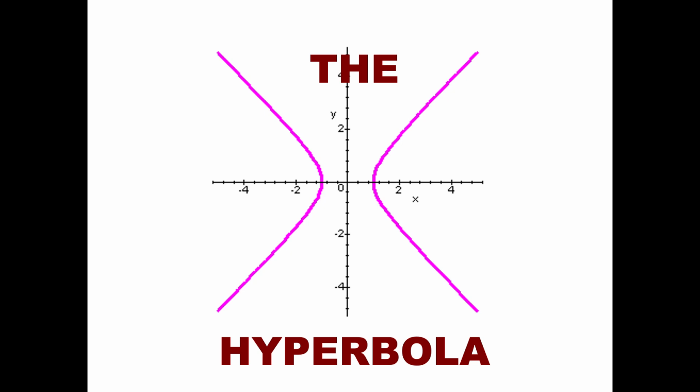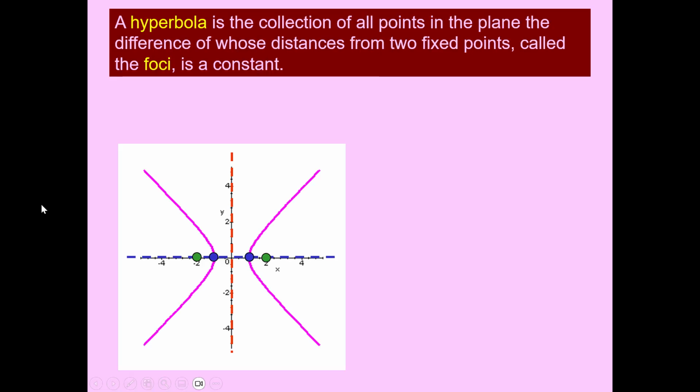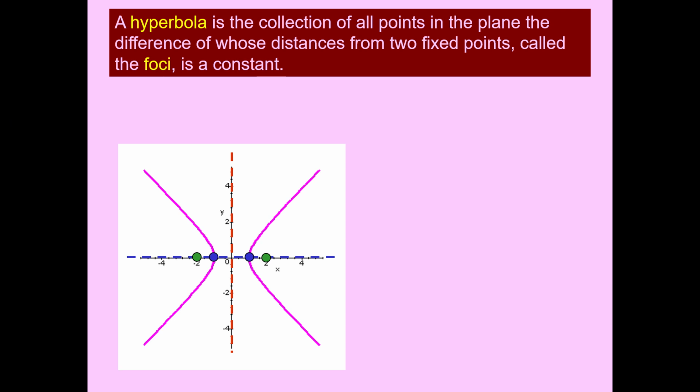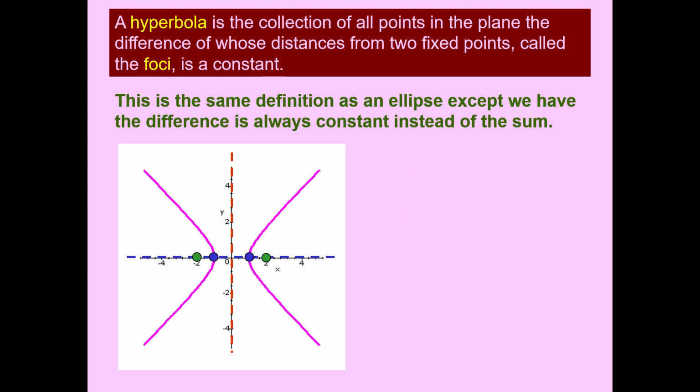This presentation is on the hyperbola. A hyperbola is a collection of all points in a plane, the difference of whose distances from two fixed points, called the foci, is constant. This is the same definition as the ellipse, except we have the difference is always constant instead of the sum.